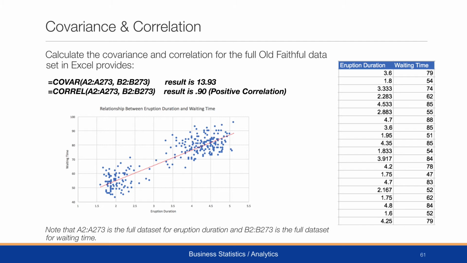But if I take the correlation, I now have a result of 0.90. That means it's positively correlated, and it's a strong correlation. So therefore, it's easier for us to use the correlation for interpretation. In advanced statistical methods, we will use the covariance for a number of different reasons, but not for this course.